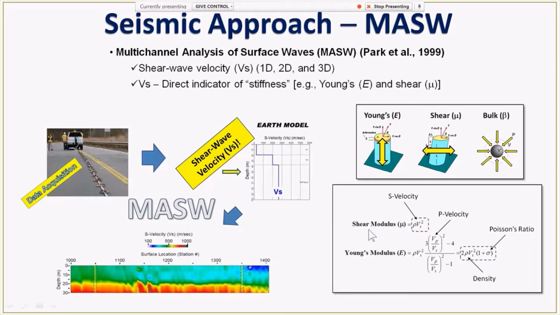So let's take a look at the defining equations for both moduli. Shear modulus has this defining equation, and Young's modulus has this defining equation. We see there are three parameters: density, Poisson's ratio, and shear wave velocity. And we see shear wave velocity is included as a square term in both defining equations. What that means is the shear wave velocity contributes most. In other words, if we are to measure only one parameter out of these three, it should be shear wave velocity because that contributes most.